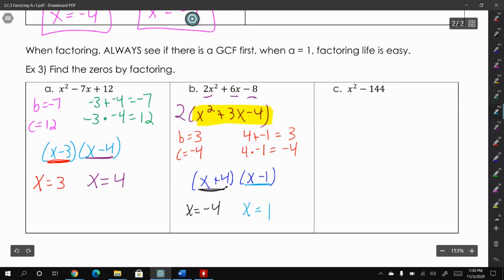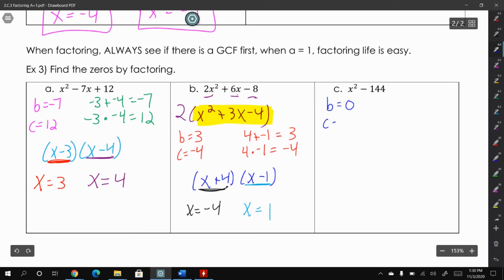Now letter C over here, you have x squared minus 144. Well, there's no x to the first power. There's no b term. That's okay. If there's no b term, that means b is equal to 0. So b is equal to 0. C is equal to negative 144.